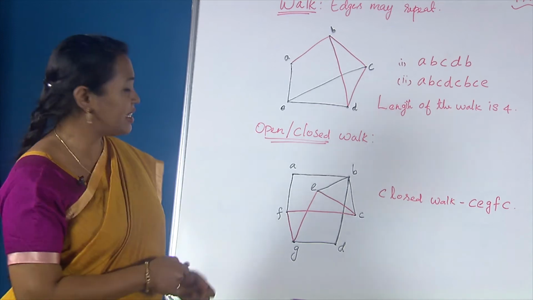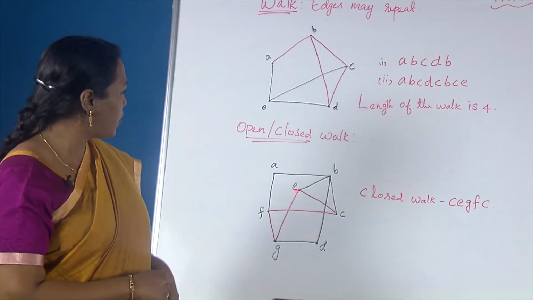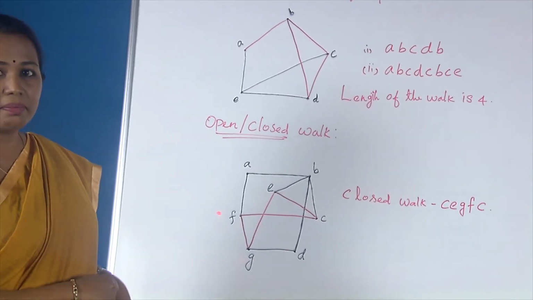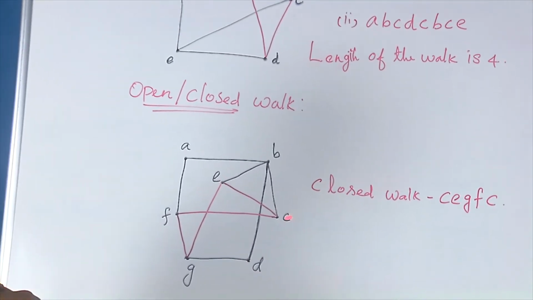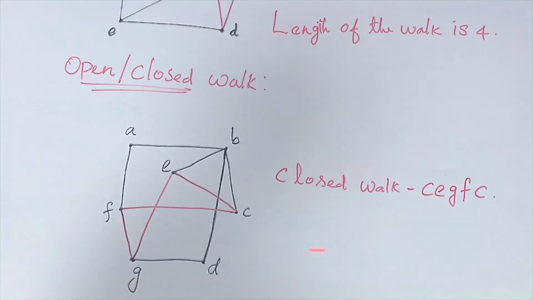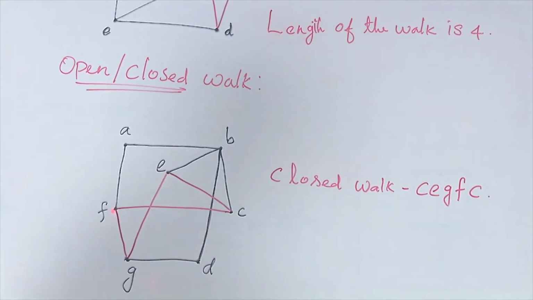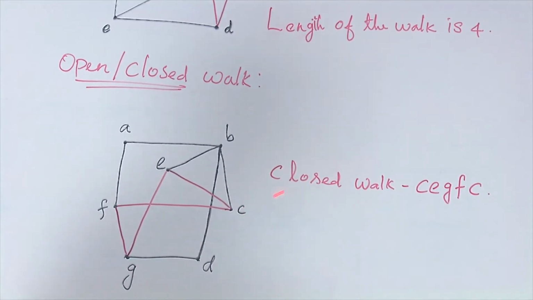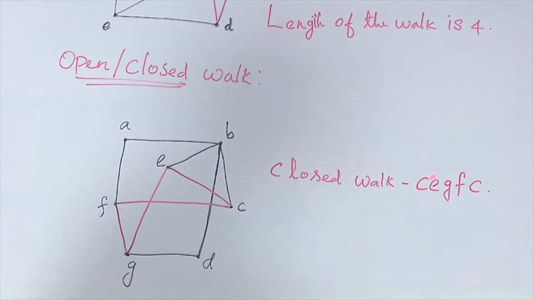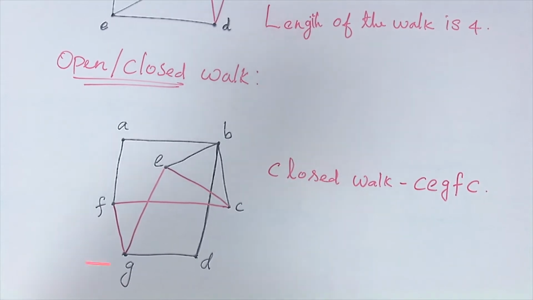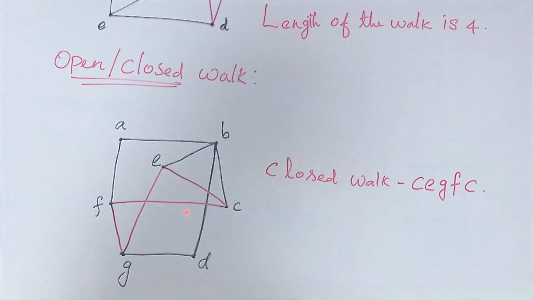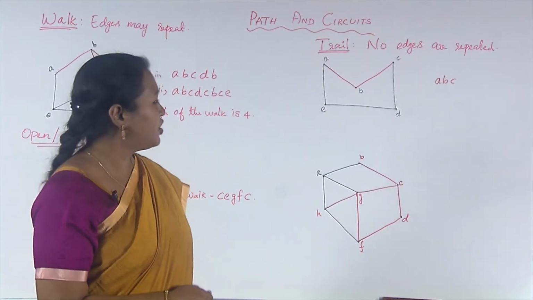Now we shall see an example here, and you can see that I have highlighted a certain walk in red color. The closed walk here is CE, EG, GF and finally FC. You can see that we started at C and ended at C, and therefore this is an example of a closed walk. Next we shall see the definition of a trail.